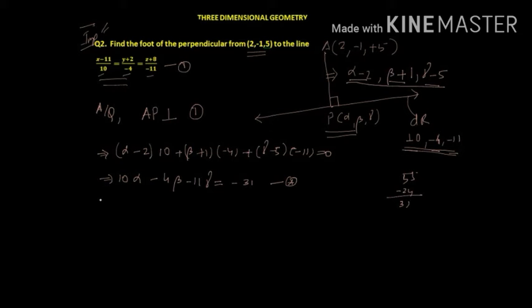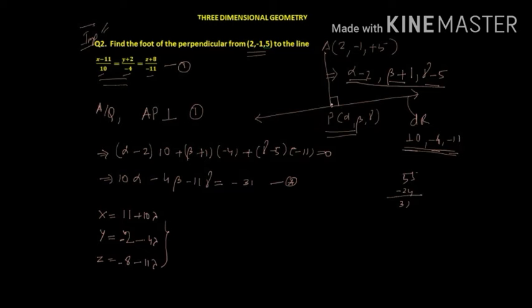Also, like the previous problem, any point on this line can be of this form: x will be equal to 11 plus 10 lambda. How did we get it? Please recall, we have equated each fraction of the line with lambda, and then we found the general form of the point on this line. So this is the required form of any point lying on the line.